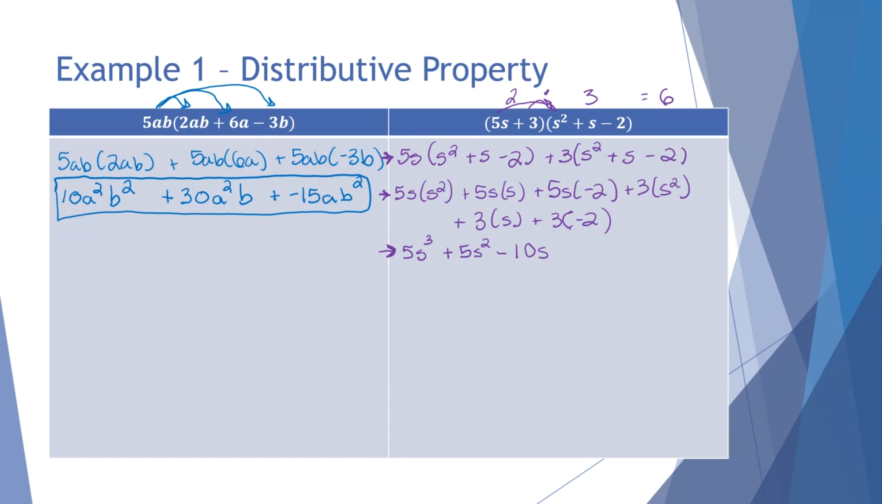Then I have the 3. 3 times s squared is plus 3s squared. Then 3 times s is 3s. And then 3 times 2 is negative 6.